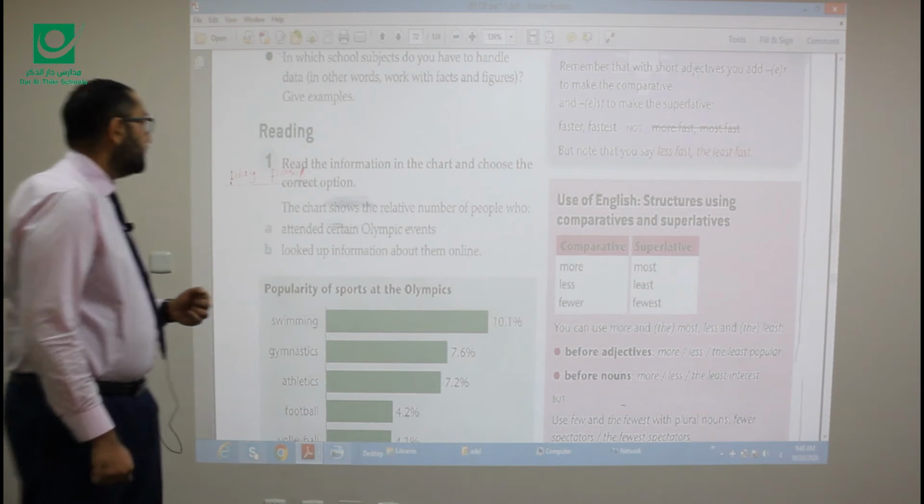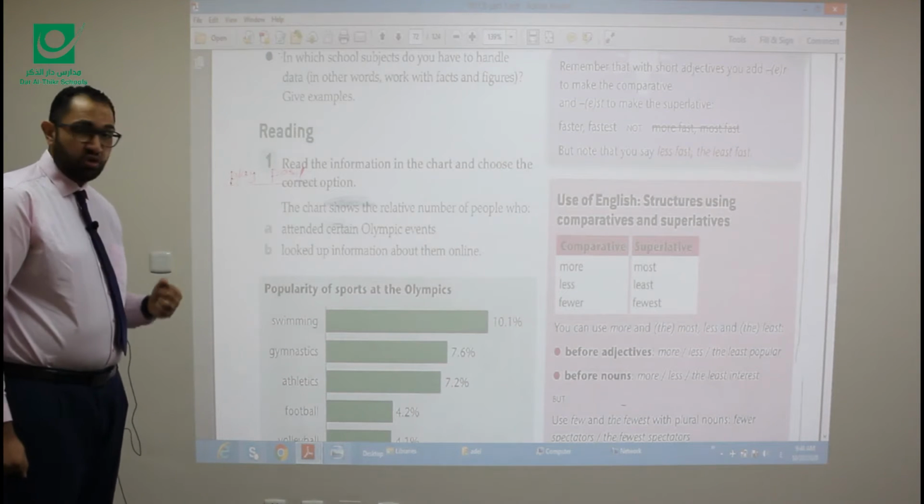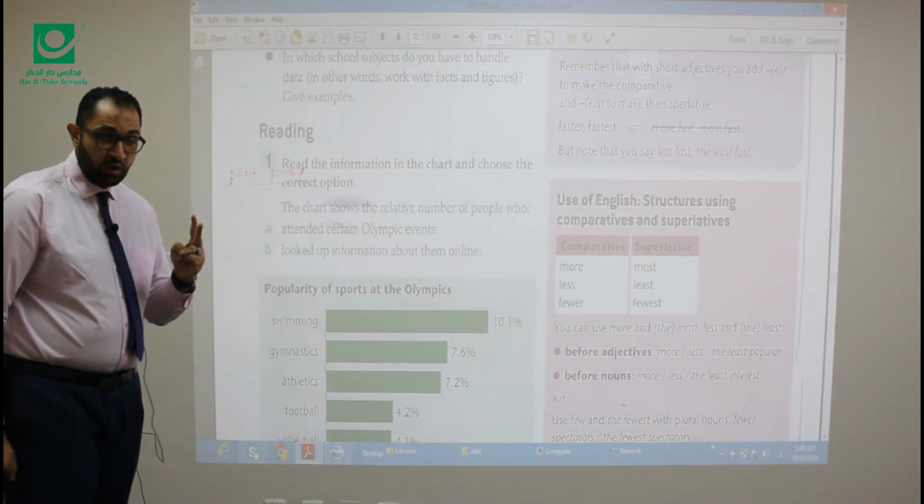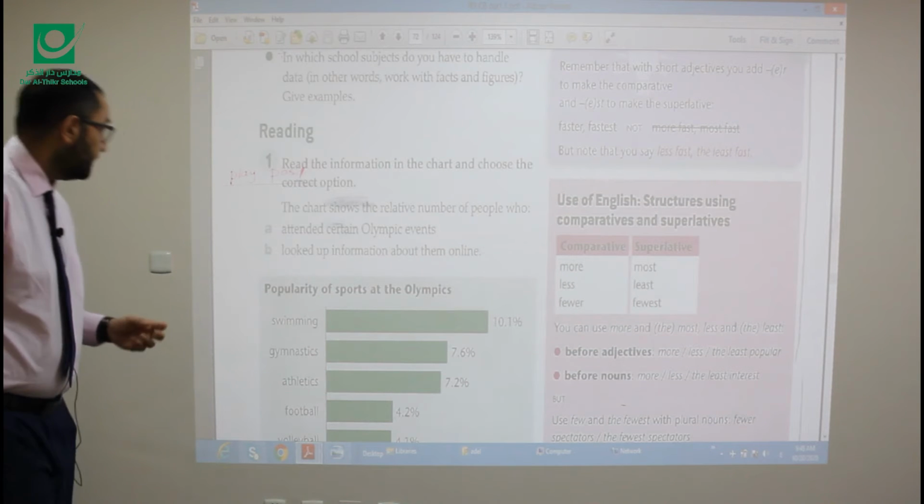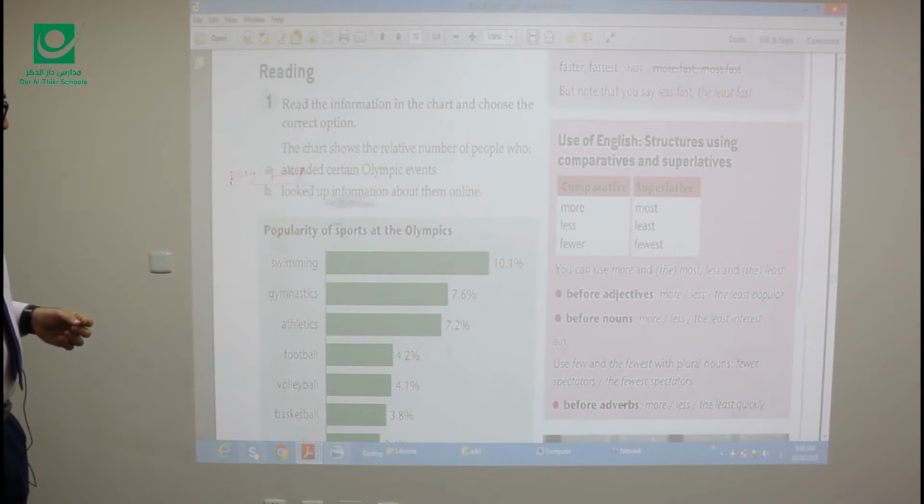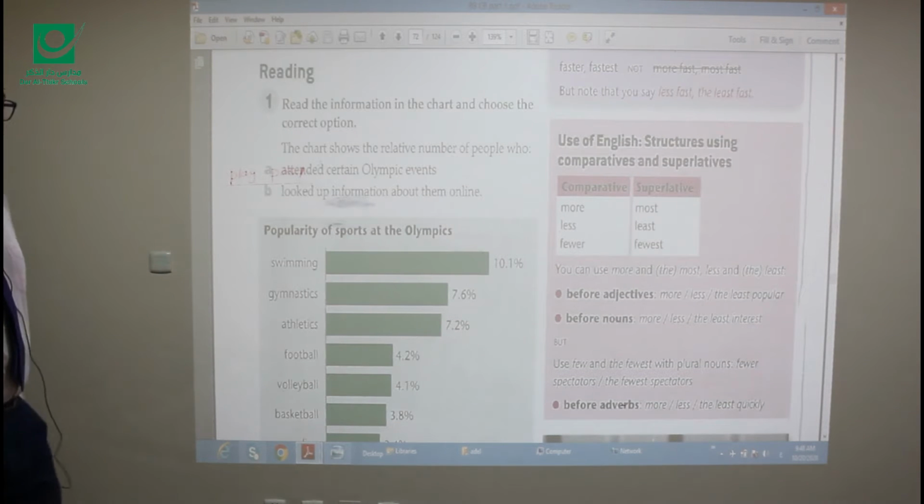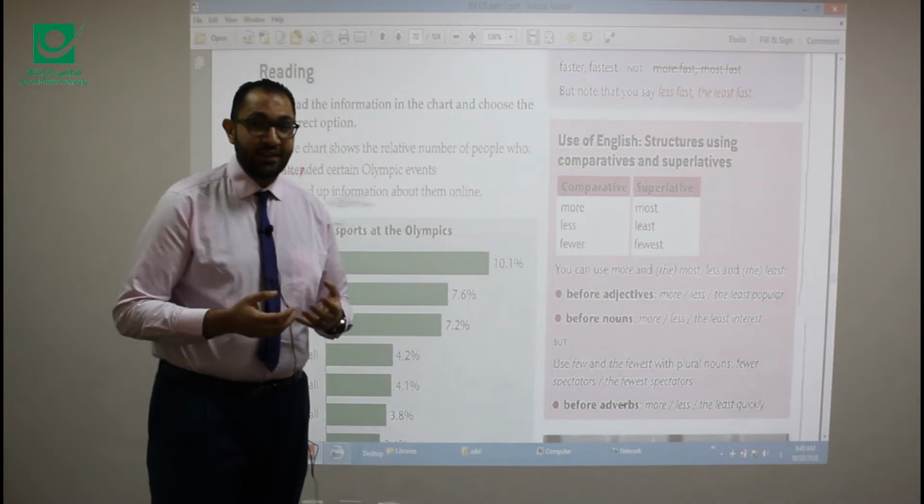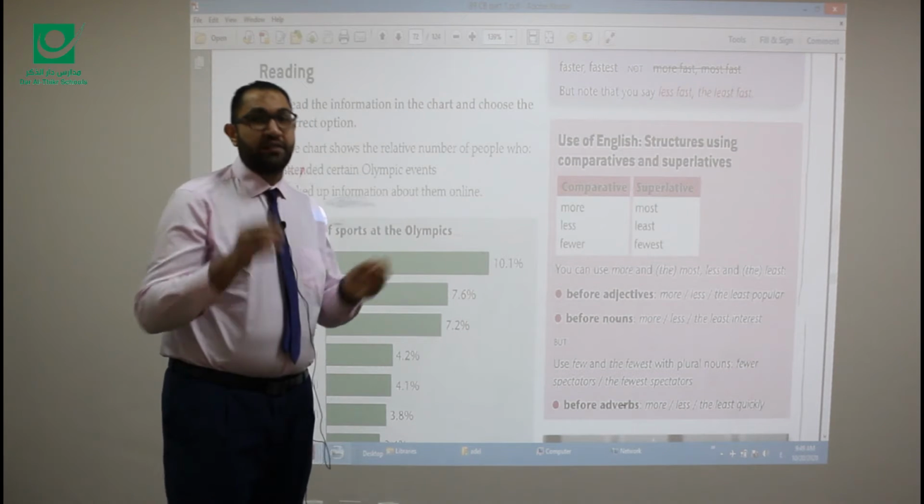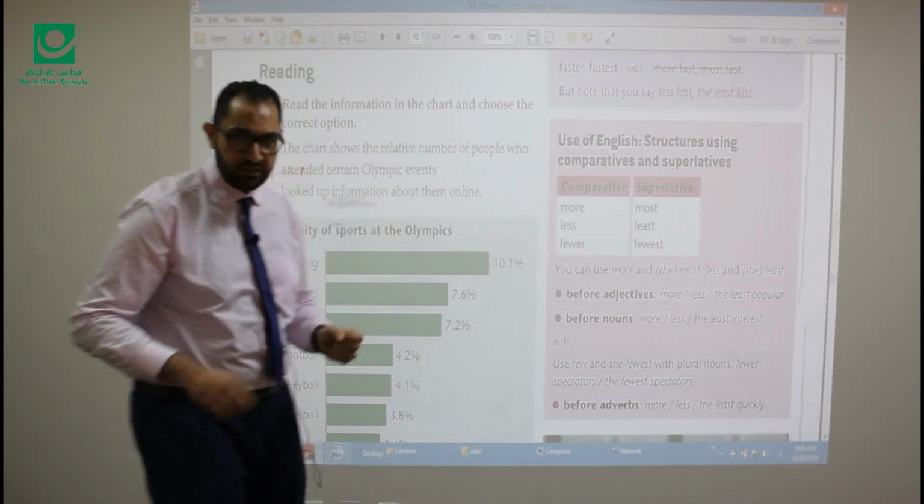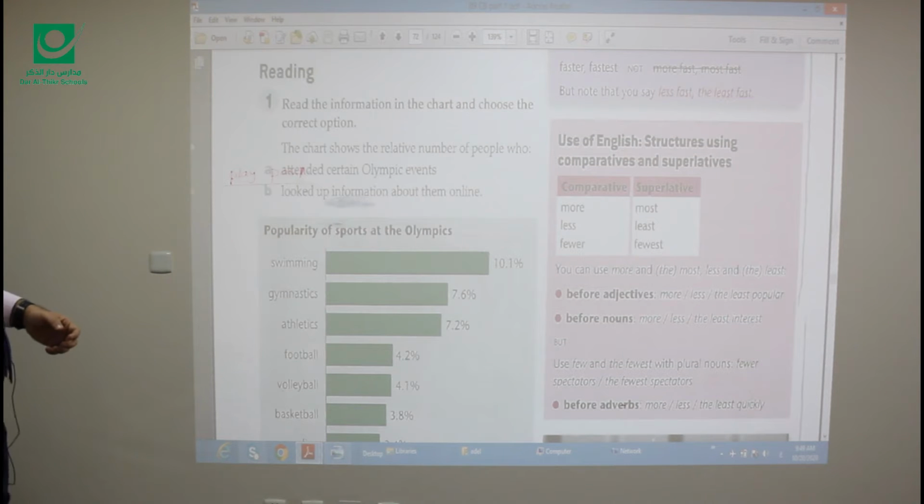The first thing is to read the information in the chart and choose the correct option. So we need to read the two options to know what we're searching for. The chart below shows the relative number of people who A. attended certain Olympic events, B. looked up information about them online. If I want to find the answer without too much reading, the best way is to have a quick view of this and search for the keywords. If you want to find the keywords for the best answer, try to look for attendance words or looking up online.